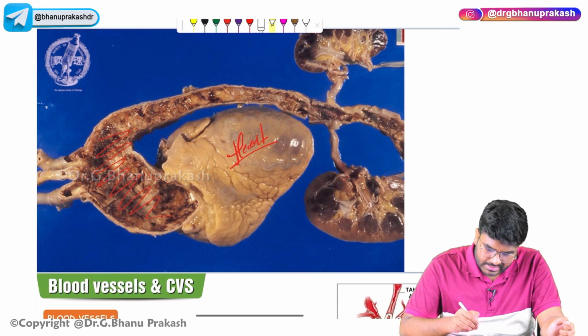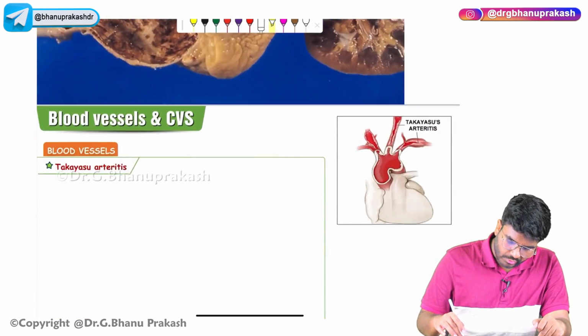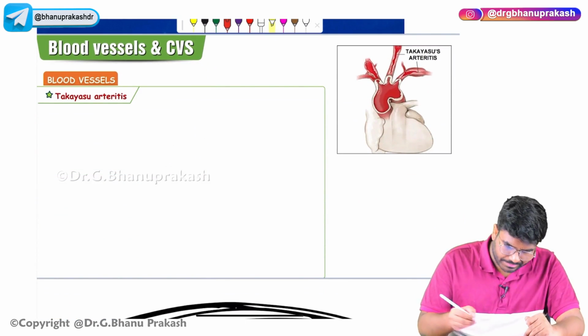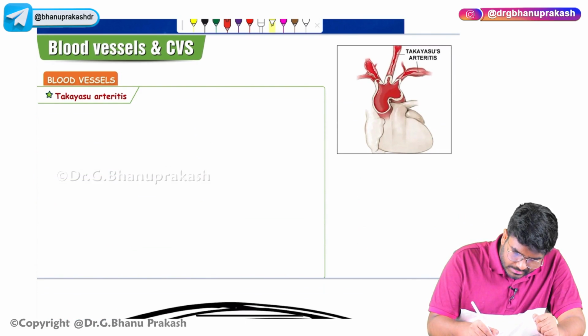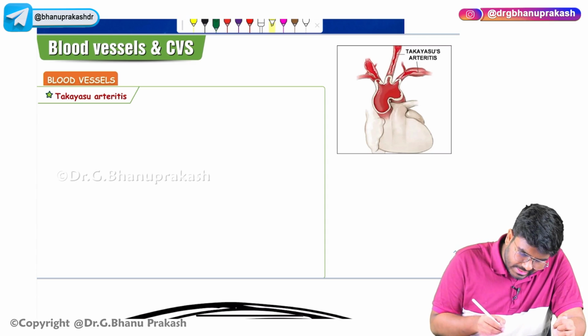So what is this disease? This is not temporal arteritis. Then what is it? The name of the disease which we are going to discuss is called Takayasu Arteritis, the second type of arteritis.